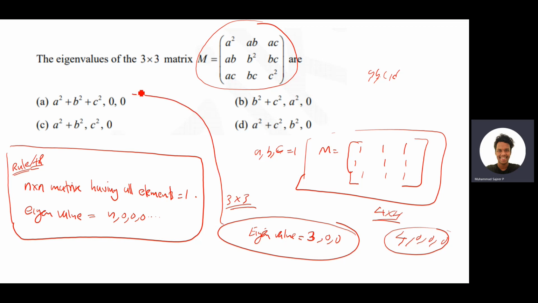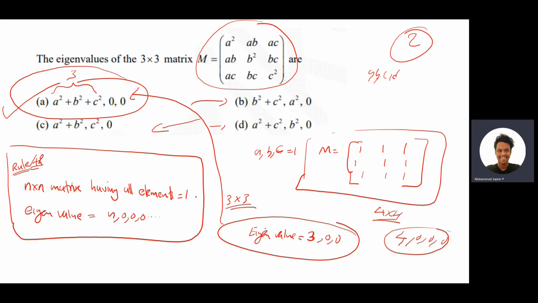Now we will check which of the options is correct. You just start from A. Since A, B, C equal 1, A squared plus B squared plus C squared will be 1 plus 1 plus 1, equal to 3. So 3, 0, 0 is the correct option. Ticked. If you already know this trick, you need at most 30 seconds to solve the problem, and you have scored 2 marks for this, right?